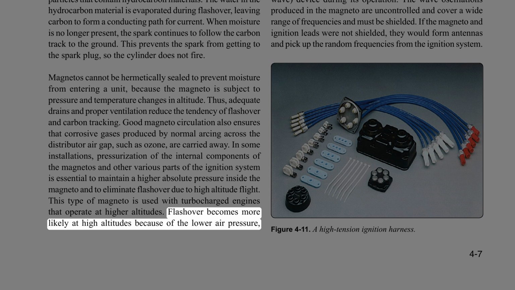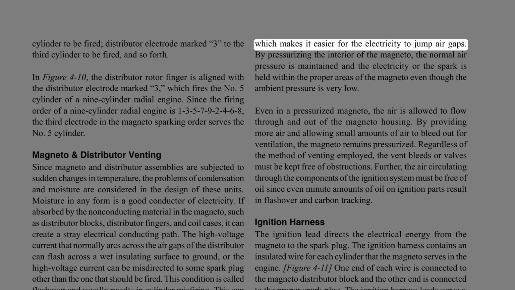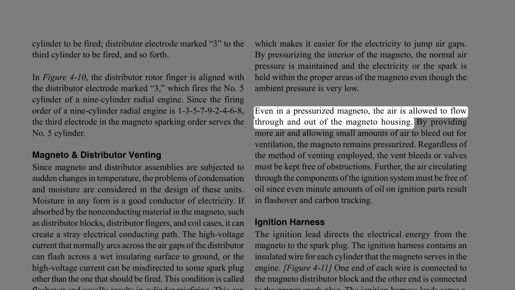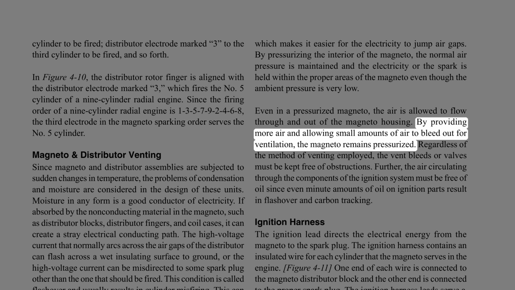Flashover becomes more likely at high altitudes because of the lower air pressure, which makes it easier for the electricity to jump air gaps. By pressurizing the interior of the magneto, the normal air pressure is maintained and the electricity, or the spark, is held within the proper areas of the magneto even though the ambient pressure is very low. Even in a pressurized magneto, the air is allowed to flow through and out of the magneto housing. By providing more air and allowing small amounts of air to bleed out for ventilation, the magneto remains pressurized.